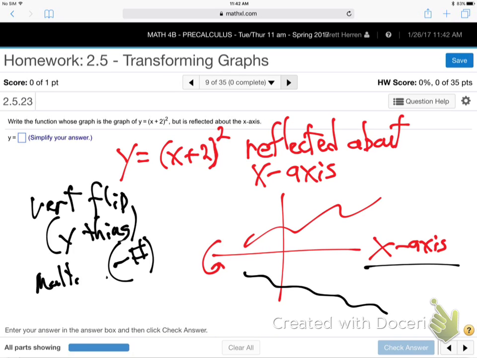Any negative number flips the thing. So multiply by a negative number. All right, so that means you take the equation and you put a negative out there. Why out there? Why don't I put it in the parentheses like that?